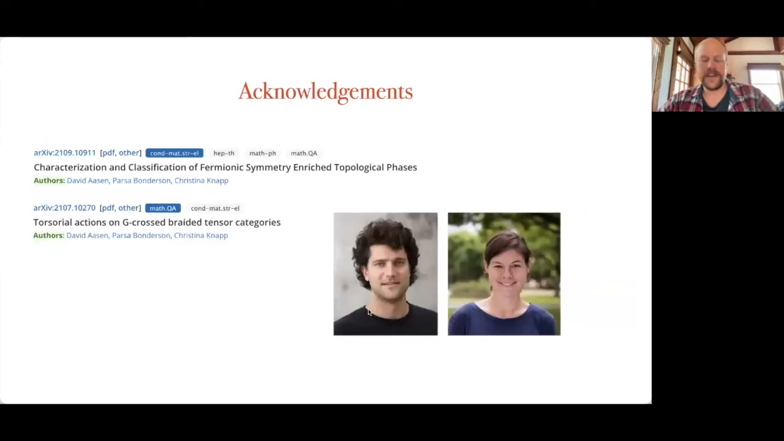Now, this work could not have been done without my two collaborators, Parsa Bonderson and Christina Knapp, who are also both at Microsoft Station Q. And the whole talk is based off of these two works. This torsorial action on G-crossed braided tensor categories is more of a mathematical work, but really is what allowed us to solve many of the problems in this fermionic classification. So it allowed us to very efficiently and quickly come up with examples and use that in order to single out the ideas that we needed in order to properly characterize these fermionic phases.